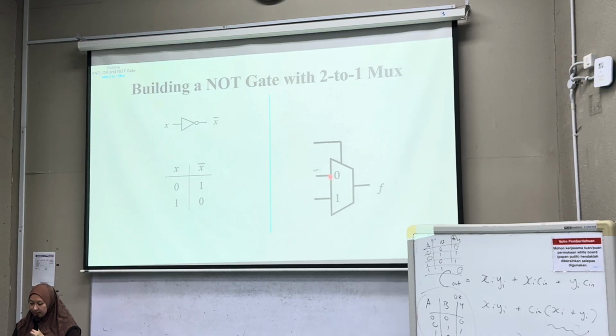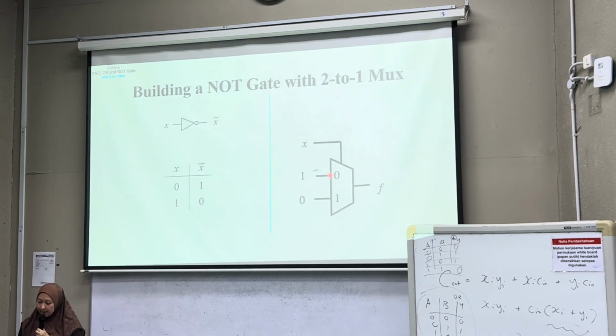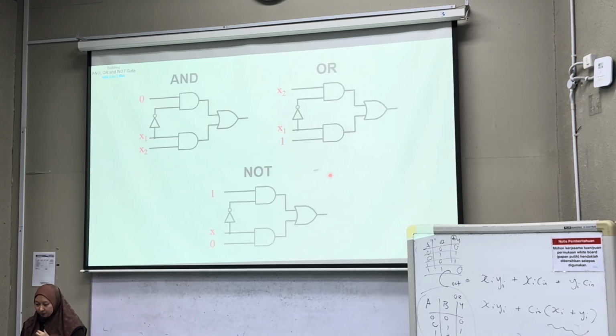Now I'm building a NOT gate. Same thing here, but simpler. So this is my AND, and this is a 2-to-1 mux circuit. I'm using a 2-to-1 mux to build my AND, OR and NOT.